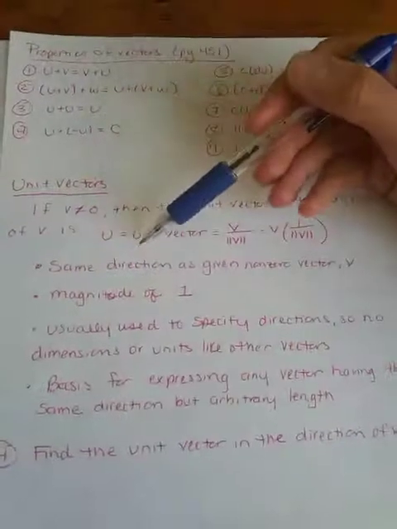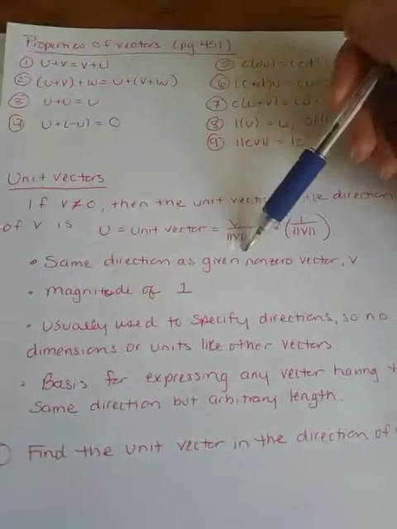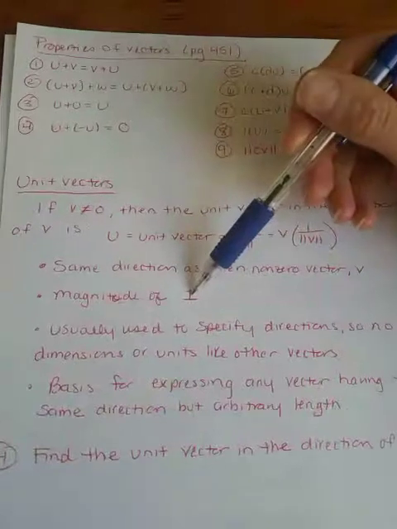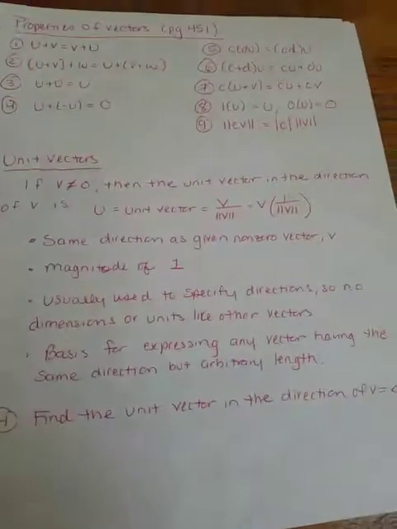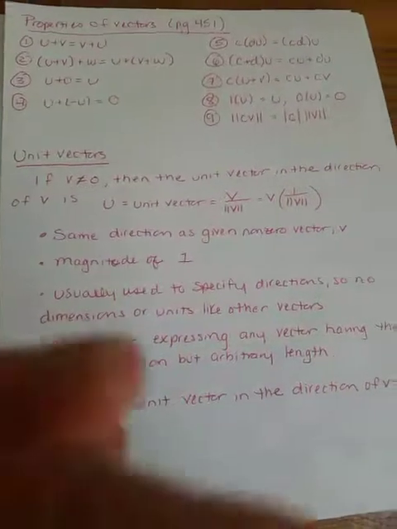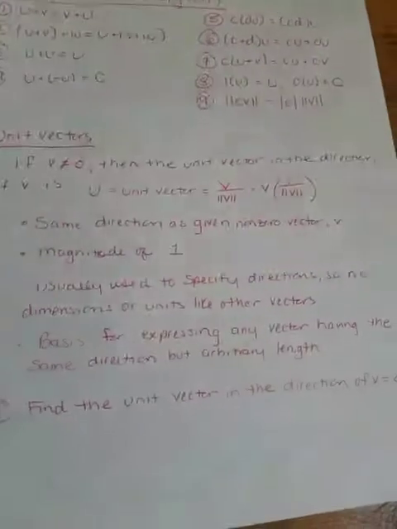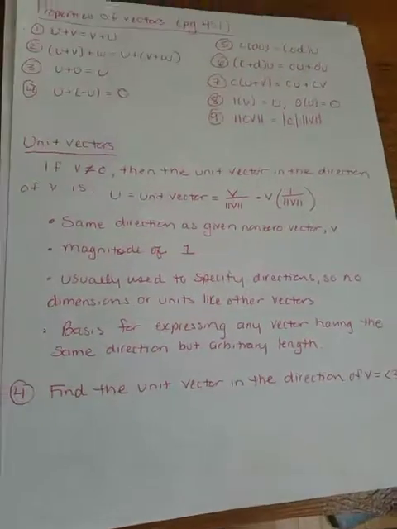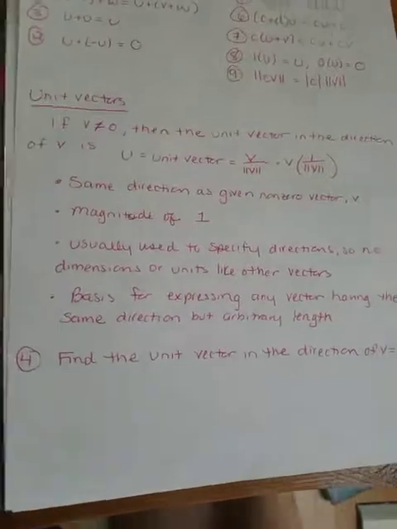The unit vector has the same direction as the given non-zero vector v. It has a magnitude of 1. I'll show you that in a second in an example here. It's usually used to specify directions, so there are no dimensions or units like other vectors. And it's the basis for expressing any vector having the same direction but an arbitrary length. All right, so here's an example applying that.